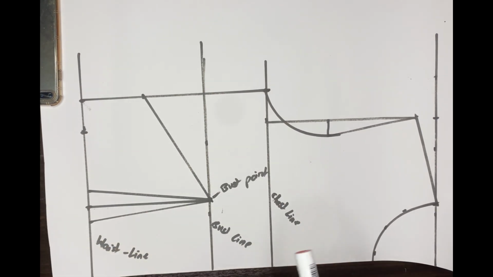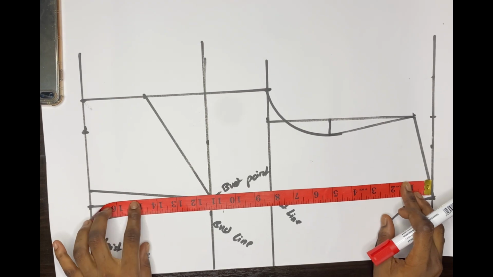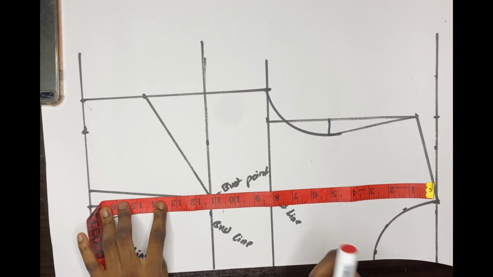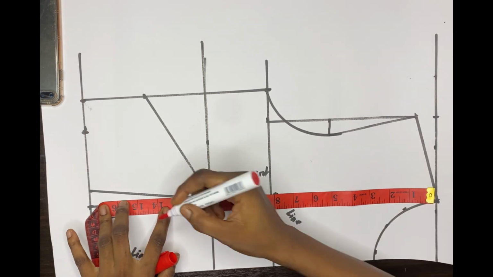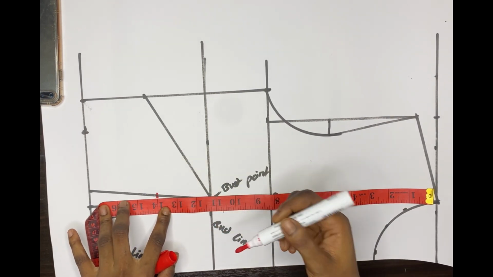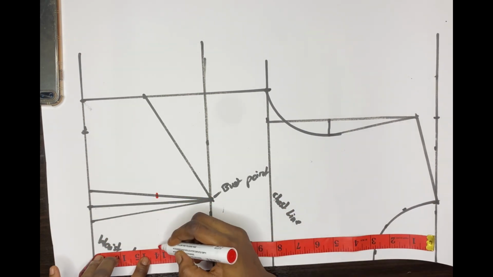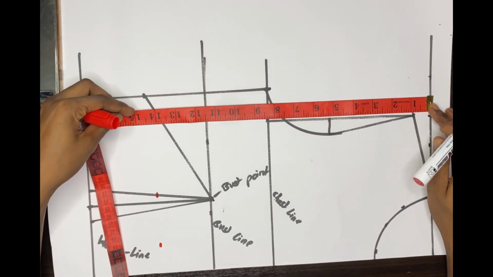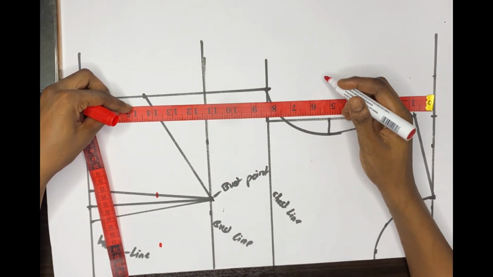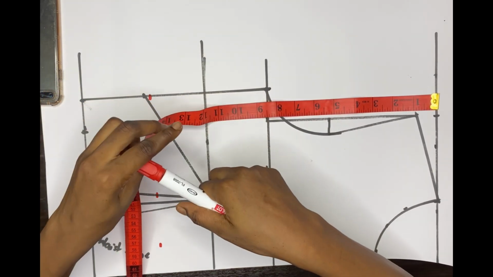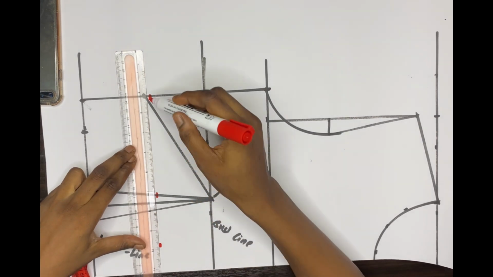Now we have to look for our underbust line, and for that you measure it on your client. So here my underbust length from the shoulder is 14 inches. So I'm going to mark 14 inches. And then I'll use my ruler to draw a line.